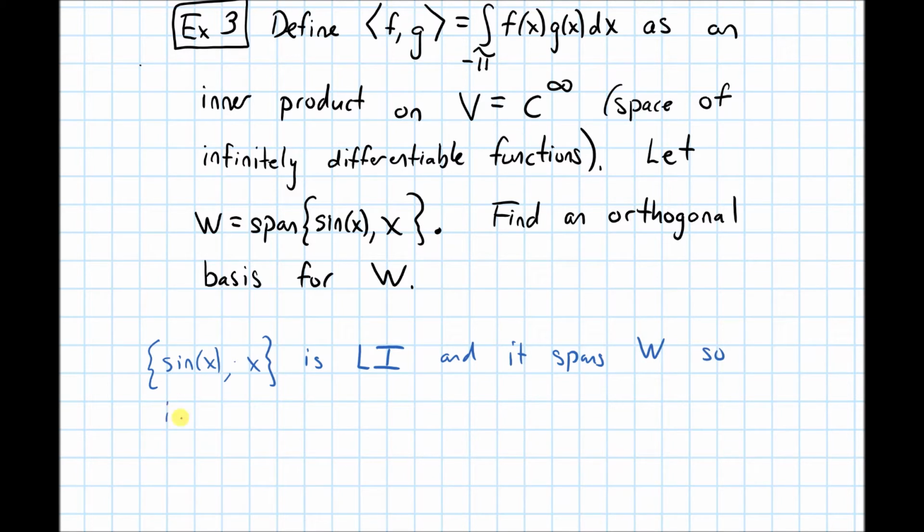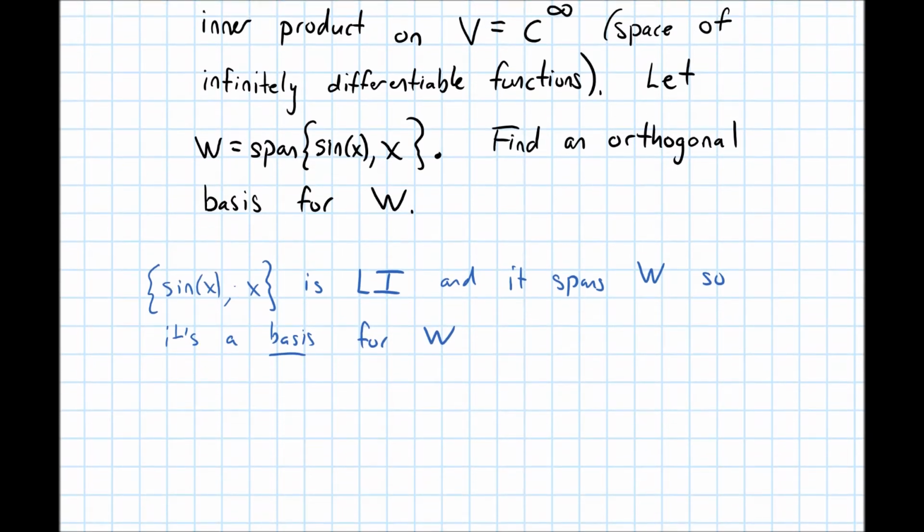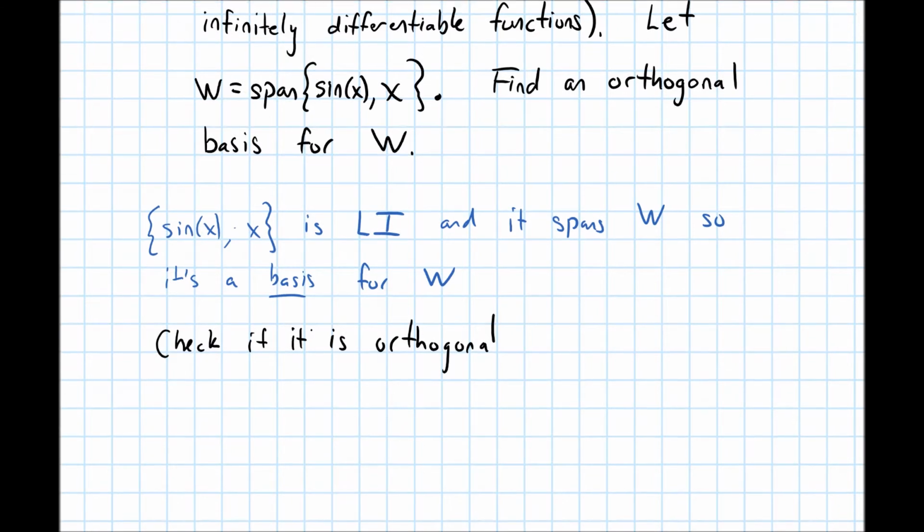So it's a basis for W. So a natural question is, well, what if this is already orthogonal? Well, then we'd be done. So first, let's check if it is orthogonal, if our set is orthogonal. Okay, so to do that, we need to take the inner product of these two functions. So let's take the inner product of sine x with x.